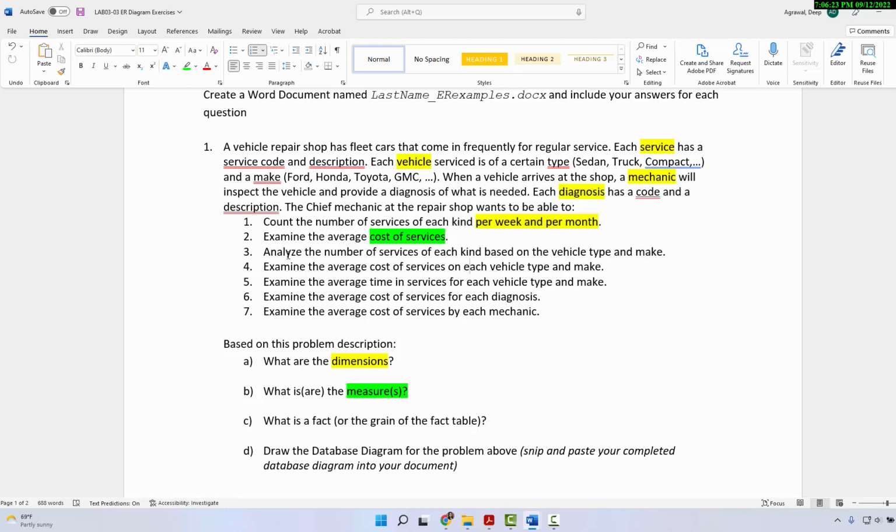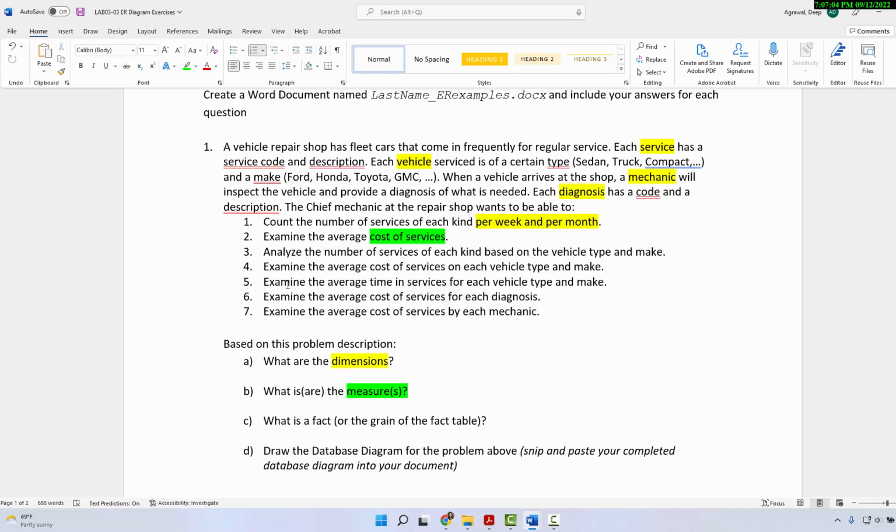Next question is analyze the number of services of each kind based on the vehicle type and make. So we have already captured vehicle type and make, and again the number of services we can easily count, so we'll use count for that. We don't need a measure. We can calculate that while executing. Then the next question is examine the average cost of service. Again, same cost of service. So this is the same measure that we highlighted earlier, for each vehicle type and vehicle make. So we already have captured vehicle type and vehicle make. For each of these, we need to do the average cost.